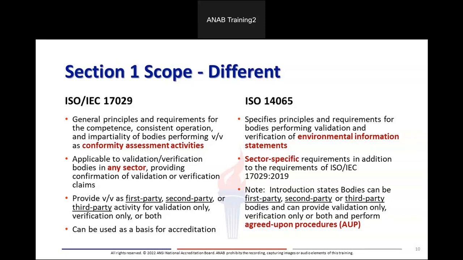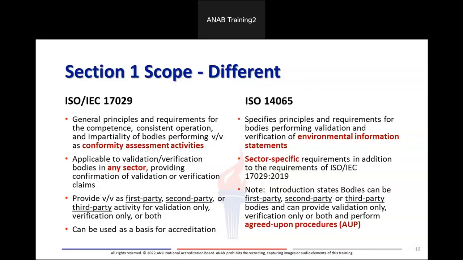14065, as mentioned, is also used by bodies performing validation and verification, but specifically for environmental information. Environmental information statements are claims. It is basically sector-specific requirements in addition to the requirements that are in 17029. For both documents, the validation verification activity can be performed as a first, second, or third party activity and can be for validation only, verification only, or both.